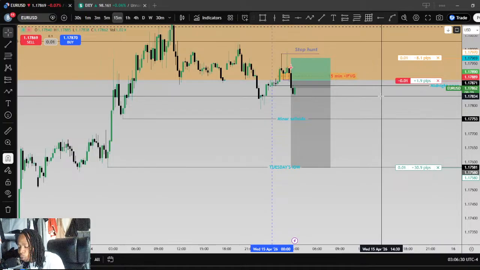So don't focus too much on the lot size. Don't get your eyes lost there. Focus on where the stop loss is and focus on where the entry is at. So that is what we are looking at for now.